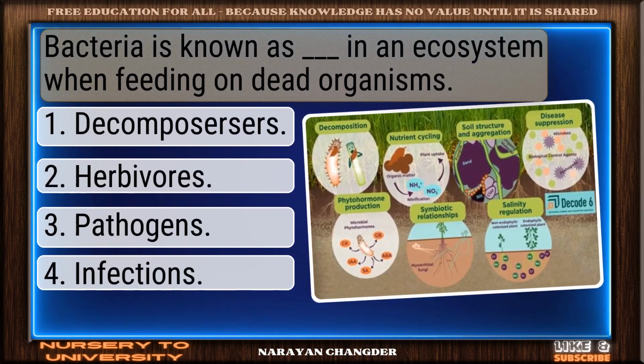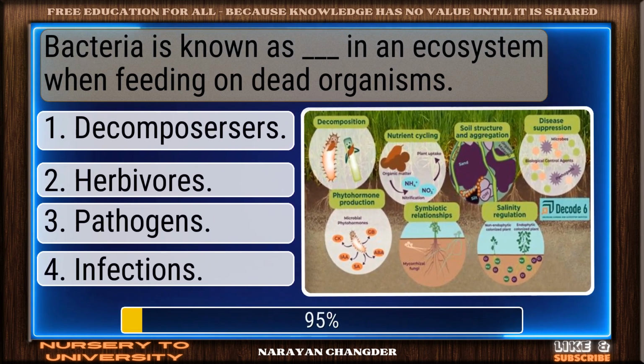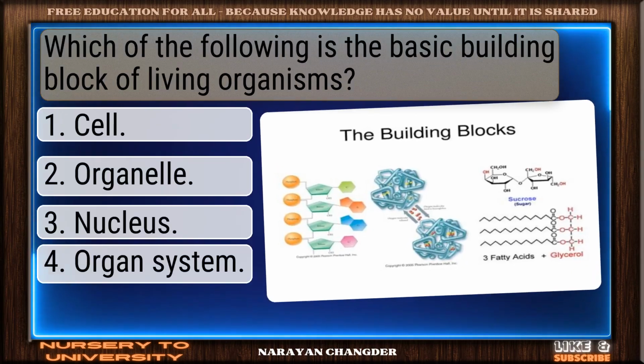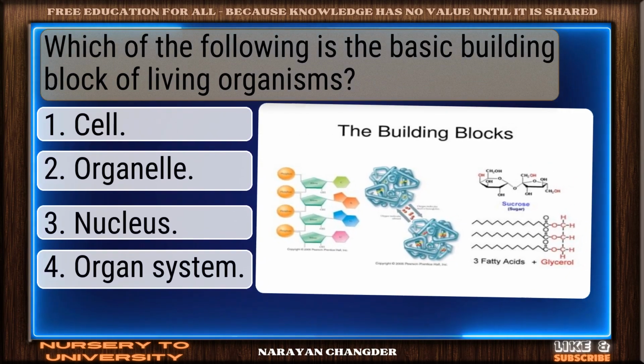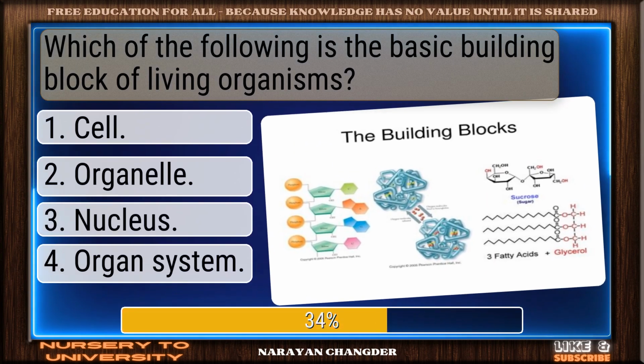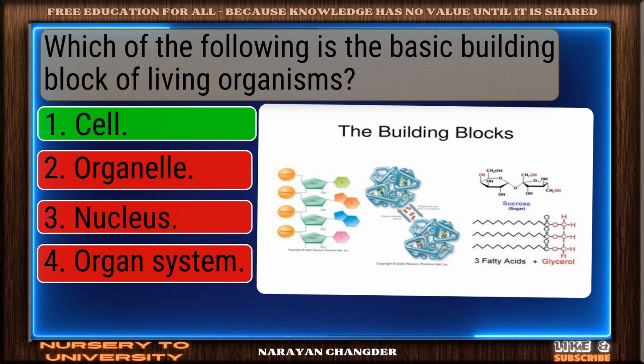Bacteria is known as dash in an ecosystem when feeding on dead organisms. Correct. Decomposers is the right answer. Which of the following is the basic building block of living organisms? Right again. Cell is a valid answer.